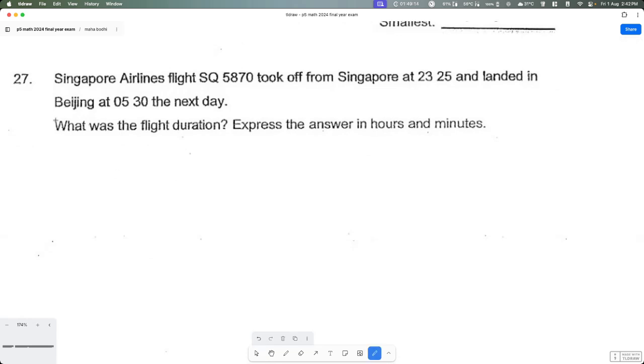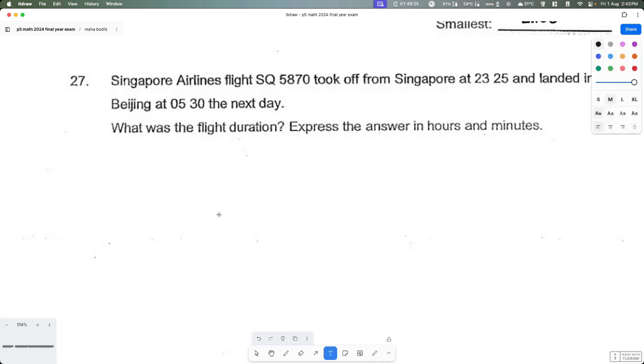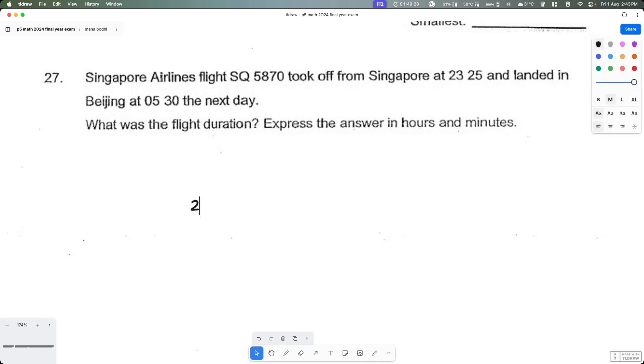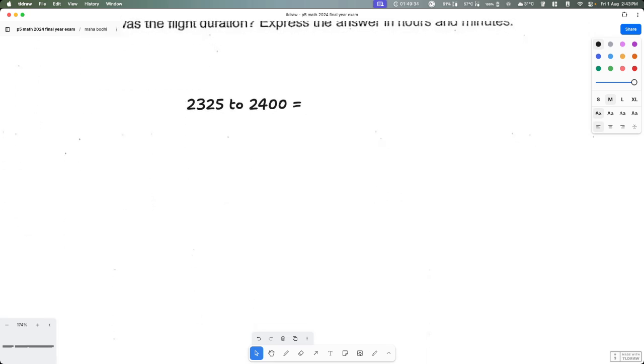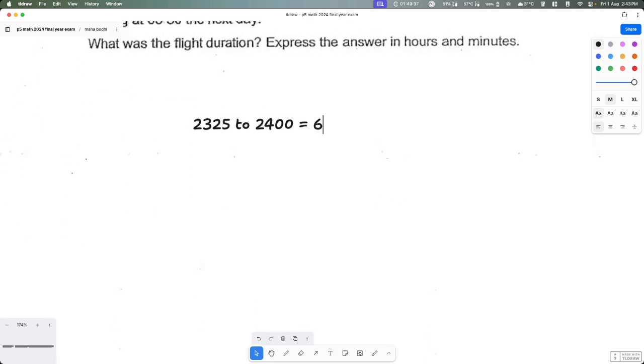Question number 27. Singapore Airlines flight SQ5870 took off from Singapore at 23:25 and landed in Beijing at 05:30. What was the flight duration? Okay, so first, 2325 to 2400 is equal to how many minutes, which is basically 1 hour, or 60 minutes minus 25 minutes. Okay, and this will equal 35 minutes, right?